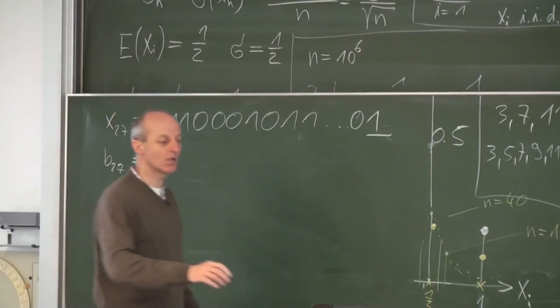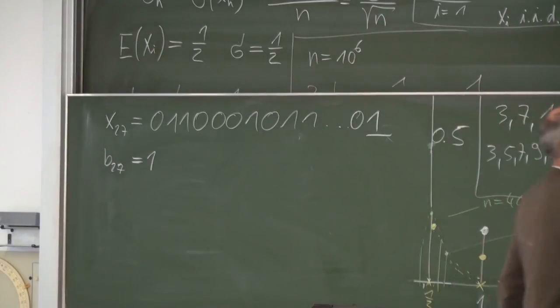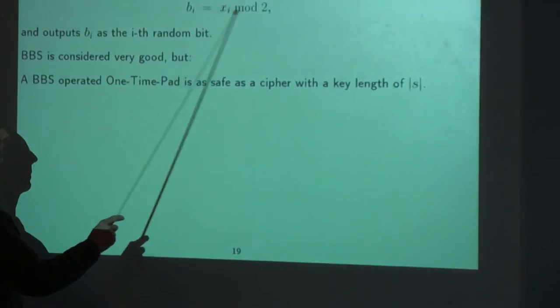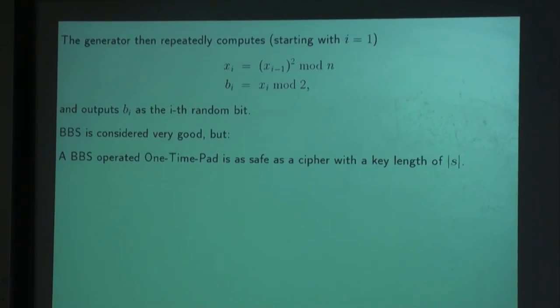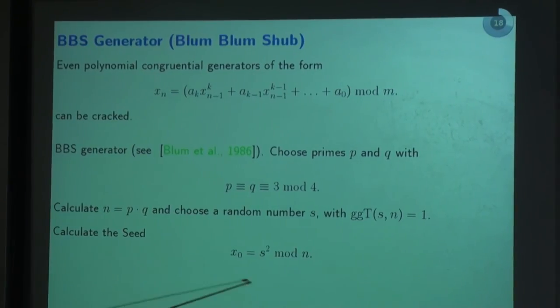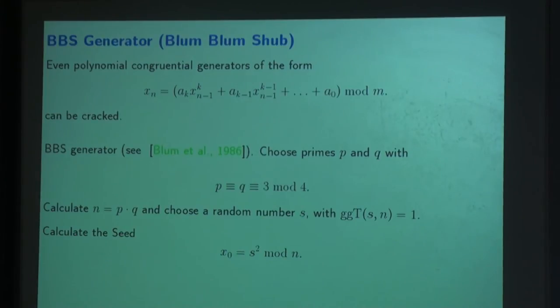So this is the whole pseudo-random number generator, these two formulas. And what we've seen here is just the initialization: calculating this modulus n and getting a random seed.